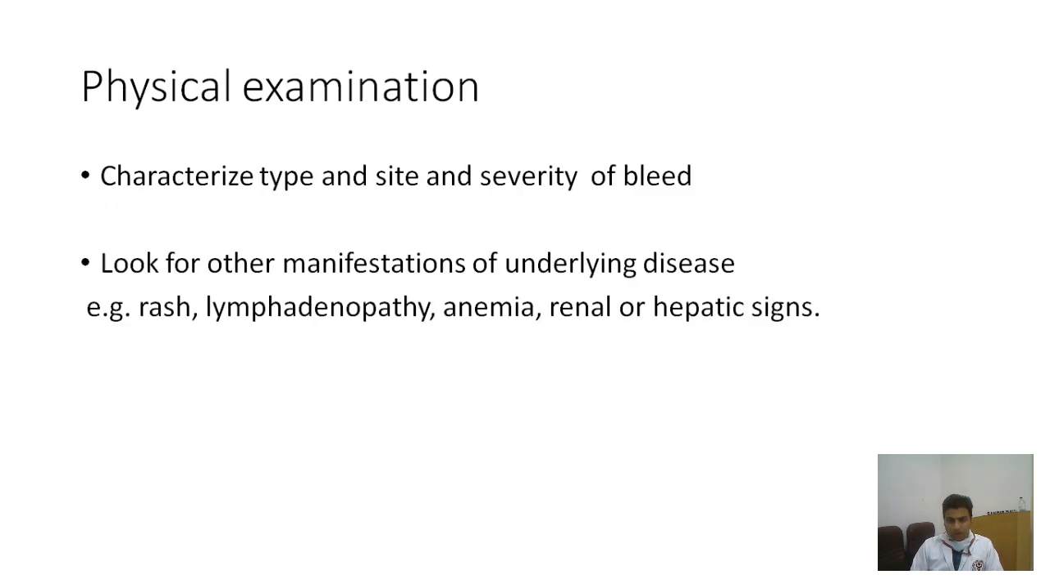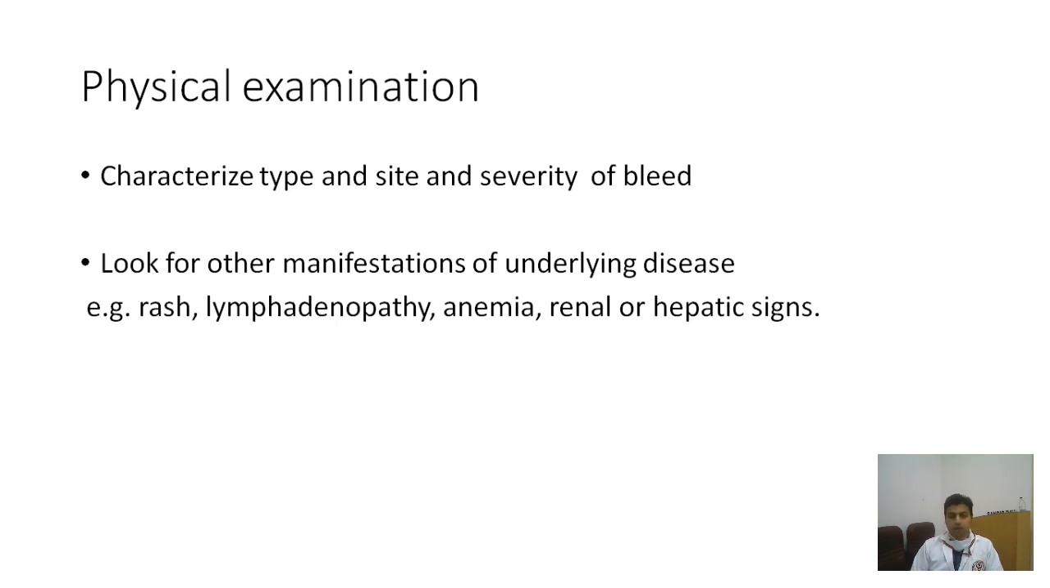So when you examine such a child, apart from your routine vitals, it's very important to characterize the type, site, and severity of bleed. The type of bleed, whether it is deep tissue or superficial bleed or a mucosal bleed. The site of bleed, whether it is a deep intra-organ hematoma, or is it intraperitoneal, in which case it could be life-threatening and the child could go on bleeding. And the severity of bleed is indicated by certain factors such as the drop in hemoglobin or the amount of bleed that is visible per se.